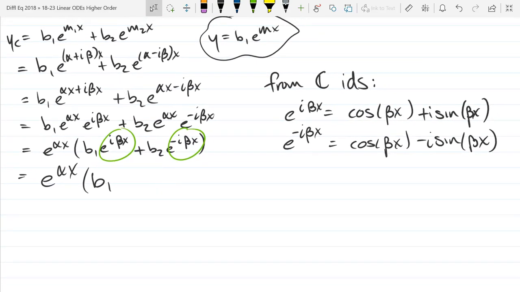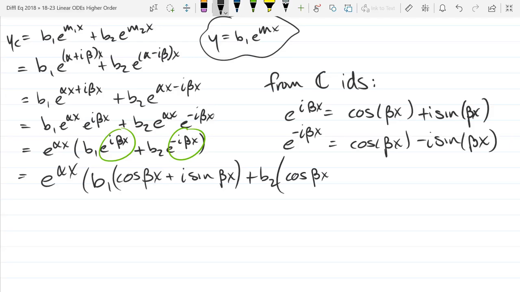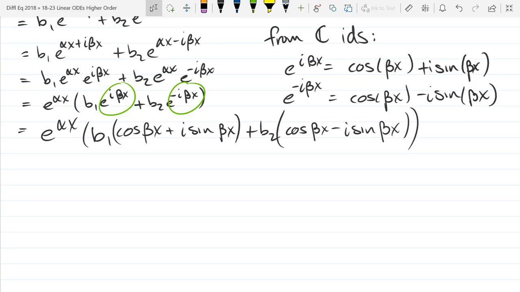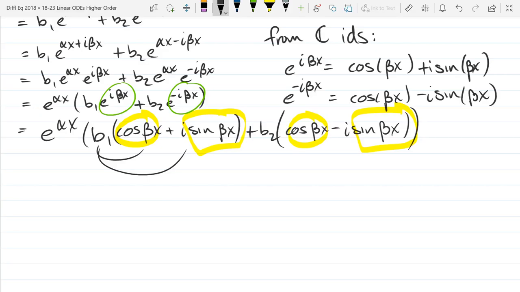All right, so let's use these identities. B1 (cos βx plus i sin βx) plus B2 (cos βx minus i sin βx). Okay. So things are getting worse. Hopefully they'll get better soon. I see something in common: cos βx, cos βx. There's another set of terms that are the same, sine βx. So we're going to distribute our B's and then reorganize so we can group by these terms.